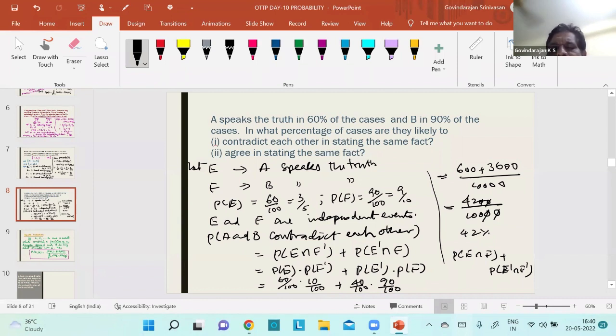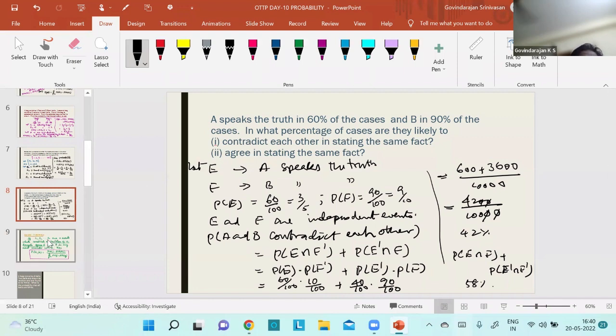If you calculate it the same way, you will get that in the remaining 58% of the cases, they agree with each other, and in the 42% of the cases, they contradict each other in stating the same fact. That's it. This question was also discussed by many children, but some of the children could not do the problem during that time. That's why I wanted to share this question.